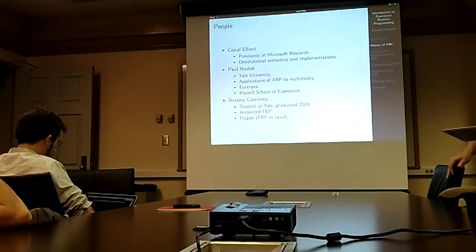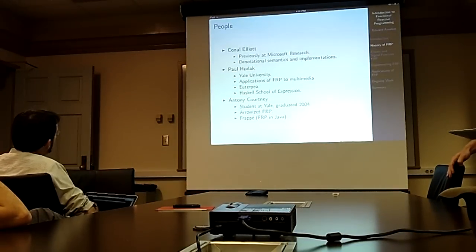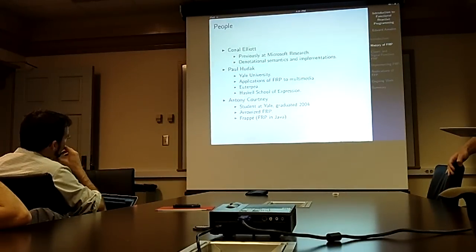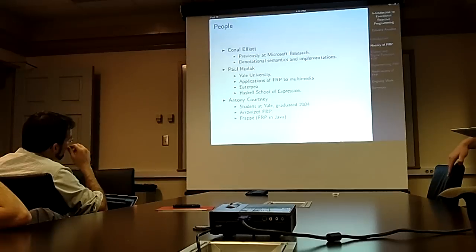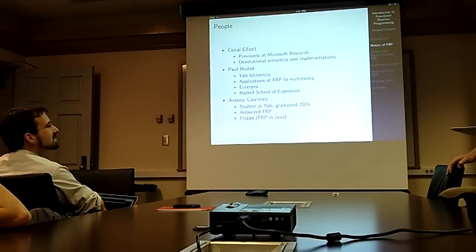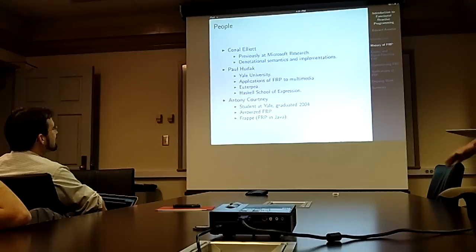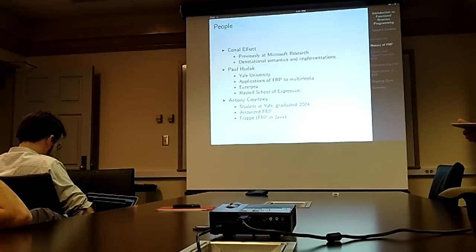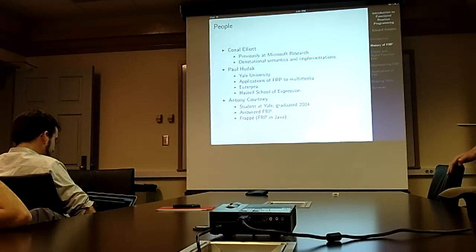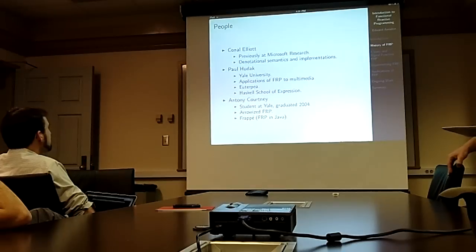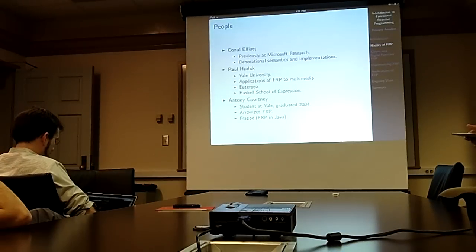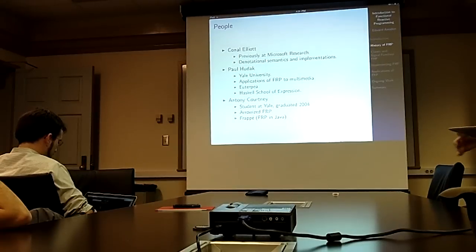So some of the people involved in FRP, as we start to talk about the history: probably the single most involved person has been Conal Elliott, who was previously at Microsoft Research. It's hard to tell exactly what he's doing right now, but he's freelancing. He pushes a lot for denotational semantics, not just in FRP, but in functional programming in general. He has worked a lot on the implementation of functional reactive programming as well.